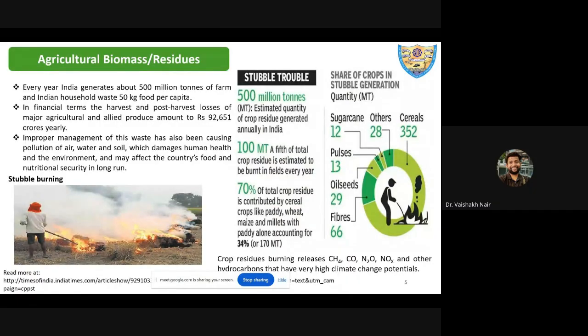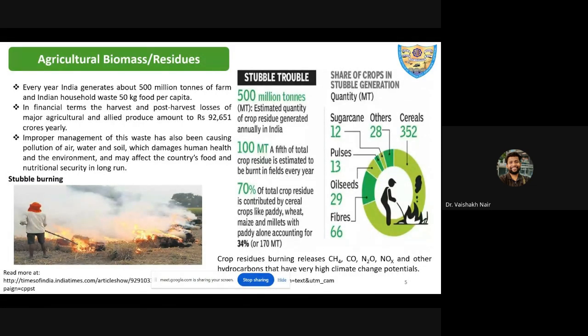As I stated, agricultural biomass residue is basically produced from the cultivation of different crops. Every year, India generates around 500 million tons of farm waste, and Indian households waste around 50 kg of food per capita. In financial terms, the harvest and post-harvest losses of major agricultural and allied products amount to around 651 crore yearly. Improper management of this waste has always been causing pollution of air.